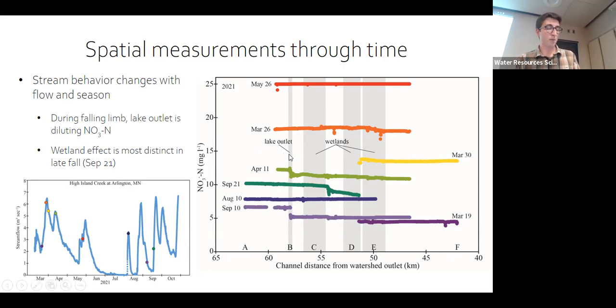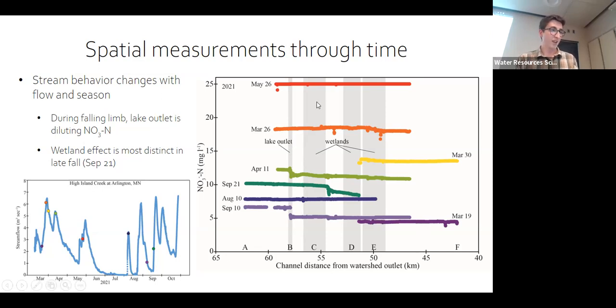Just to point out a couple examples of that change in response, we see the lake outlet of Highland Lake that I pointed out. On April 11th and September 10th, we see this decrease in nitrate concentration as we go past that lake outlet. So there's some sort of likely diluting of nitrate concentration happening. But at other times of year, at other flow regimes, that's not the case. Either the stream was higher than the lake, so the stream was actually feeding the lake, or the lake was still frozen or something like that. So there's no real observable effect there.